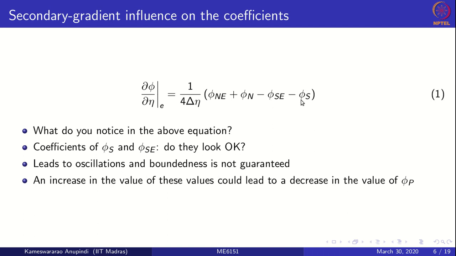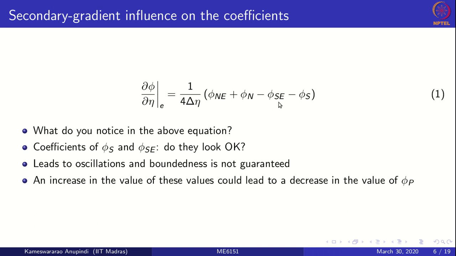if we have negative coefficients, then what it means is that if this value goes up in the previous iteration, then the value of phi P, right, which is basically calculated because of partial phi, partial eta, can go down because there is a negative sign, right? So essentially this kind of behavior is not encouraged in our finite volume, especially when you're solving the diffusion equation alone, right? So essentially this will lead to oscillations, and this is the reason why boundedness is not guaranteed, right?